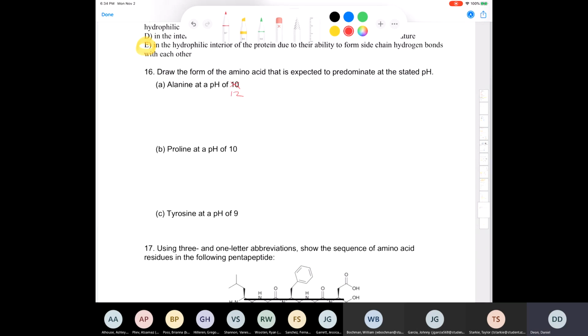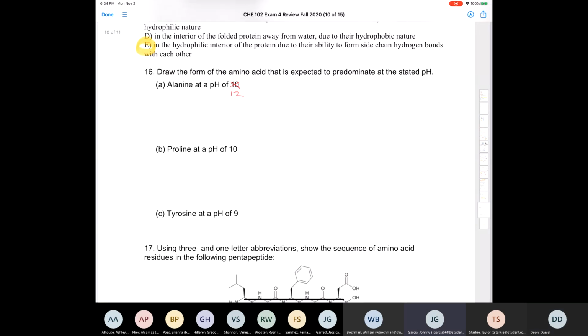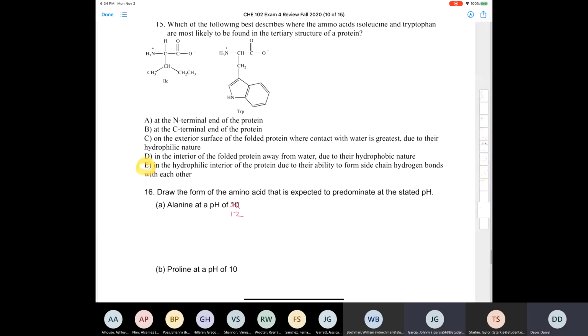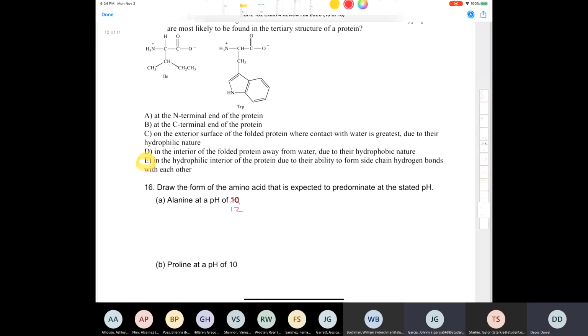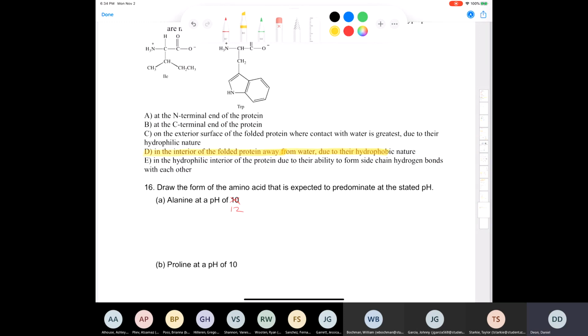And let's do... Mr. Dion, yeah, you circled E, but I think you meant to circle D. Did I? Yes, you're right. Sorry, Johnny. Thanks. I was testing you guys. In the interior, folded away from the water due to their hydrophobic. Thanks, Johnny. Thanks for pointing that out.